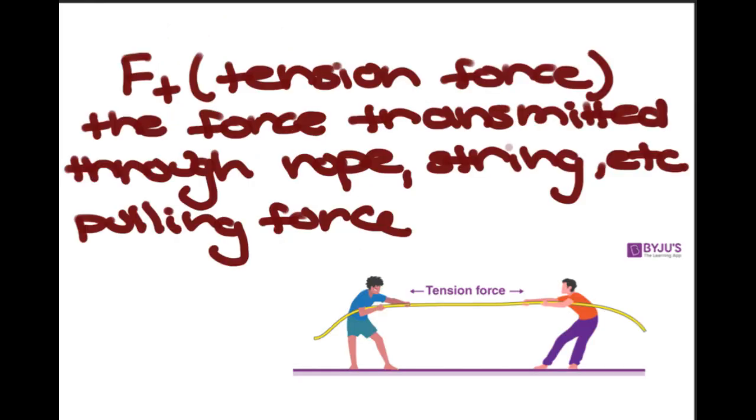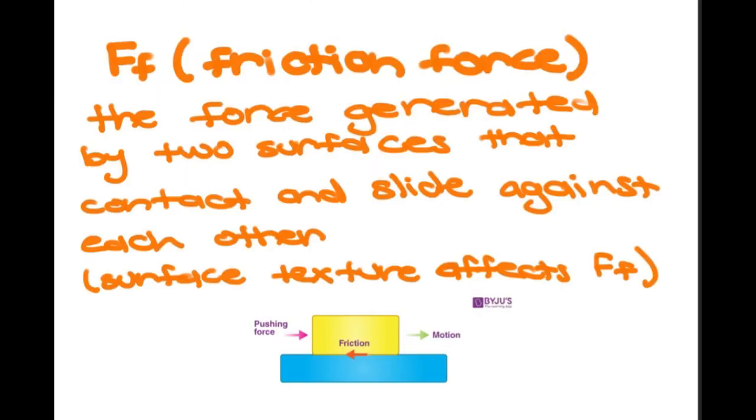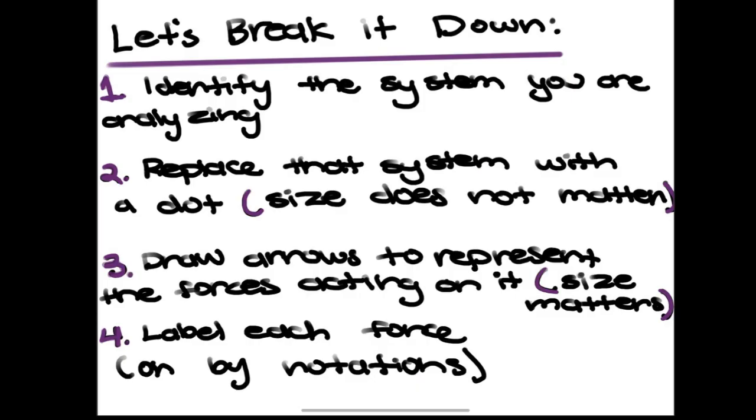This is Ft, the tension force. Tension is the force transmitted through rope, string, and more. It is a pulling force. This is Ff, the friction force. This force is generated by two surfaces that contact and slide against each other. Surface texture affects Ff. This is usually a pushing force.